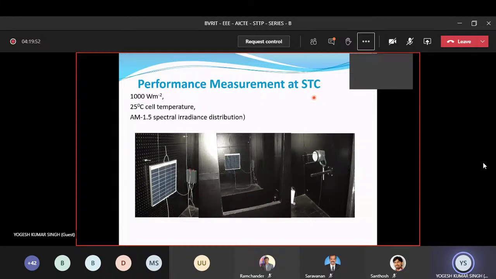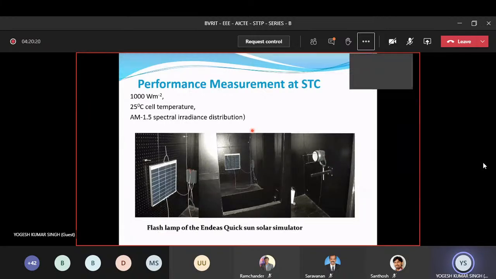The NOCT is basically the nominal operating cell temperature. In the nominal operating cell temperature, again there are three conditions. In the NOCT, the irradiance is 800 watt per meter square, the temperature is 40 degree, and for the air mass, in the NOCT we take the wind speed around 1 meter per second. So in the upcoming slide we will discuss that particular condition.